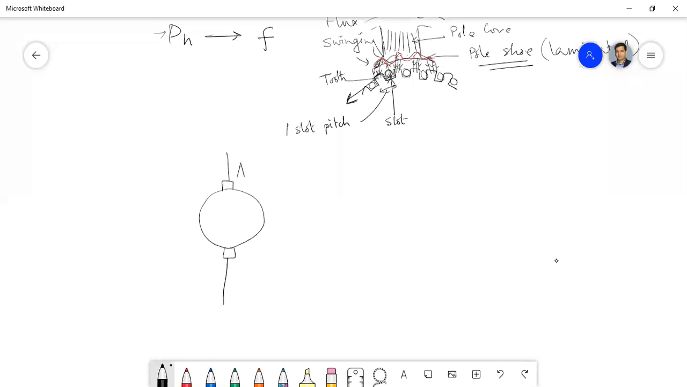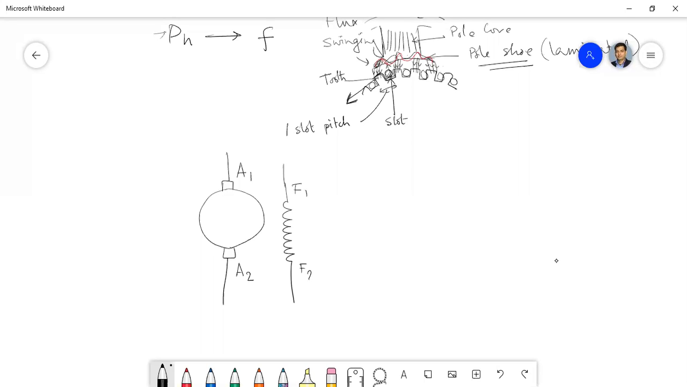So this is the symbol of the armature. I told you that there are two coils, armature coil and field coil. Armature coil carries the actual current, and field coil is used inside the machine to provide the magnetic flux. So this is called the field coil.